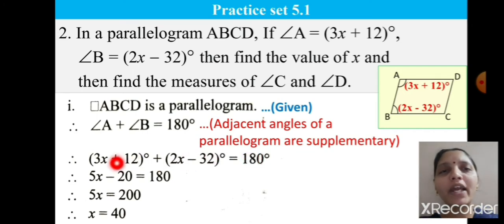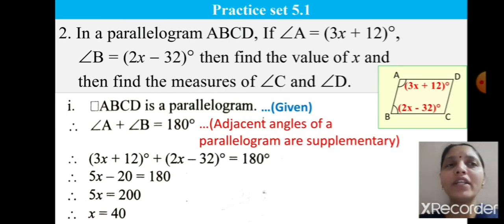Let's open up the brackets. 3x plus 2x is 5x plus 12 minus 32. You have to find the difference between these two and take the sign of the bigger number. So here you will have minus 20. That is equal to 180. 5x is equal to, now shift this minus 20 to the other side. It will be 180 plus 20, that is 200. So your x will be 200 upon 5, that is equal to 40. Okay. Now you got the value of x.